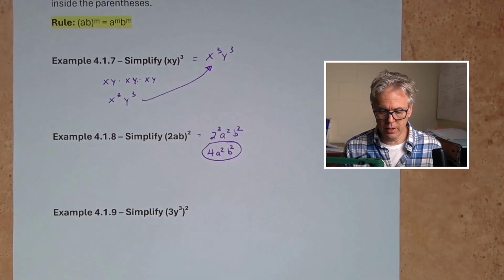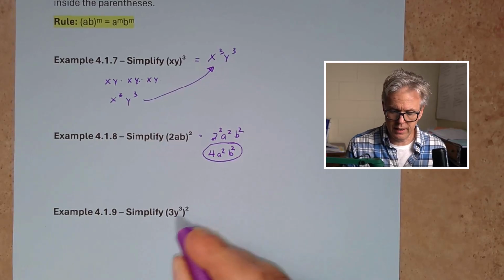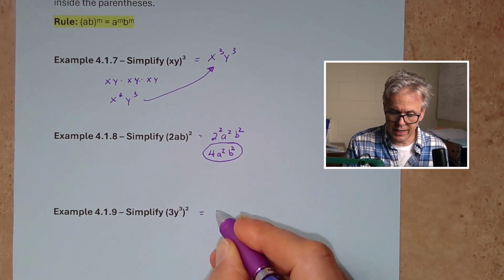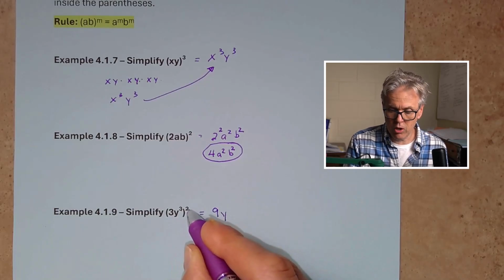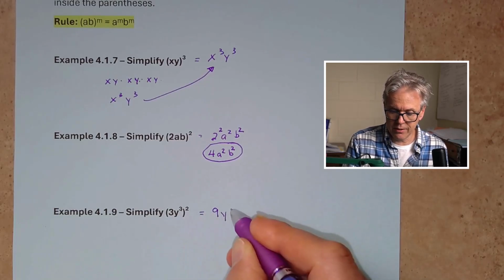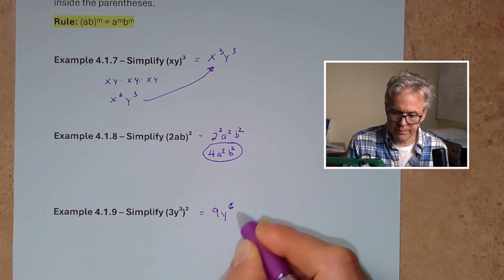Okay, one more in here. (3y cubed) squared. So we're going to say 3 squared, which is 9. And then y cubed squared. Recall, I'm going to multiply those together. So 3 times 2 is 6.